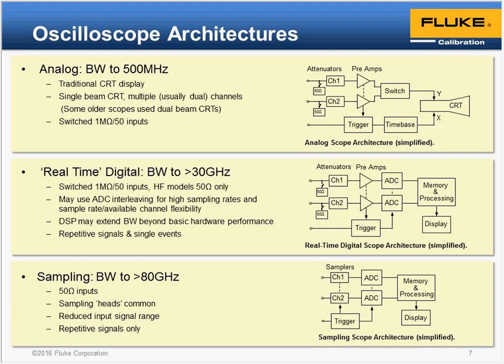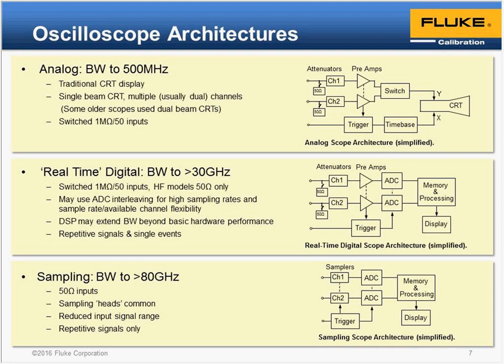Those channels will generally have at least a 1 megohm input and sometimes a switched 50 ohm input as well to provide a 50 ohm termination. Some scopes actually have 2 electron beams, so they can provide a better display of 2 channels, or multiplex up to even more. Then we move down onto the real-time digital scopes.